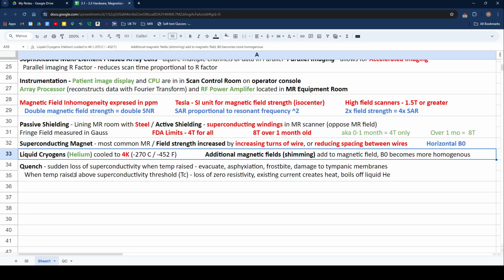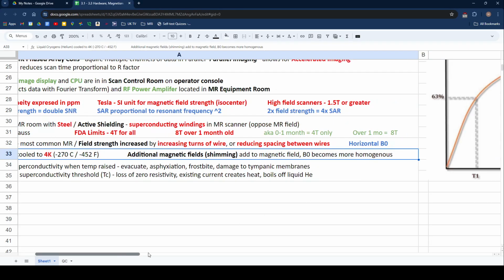A quench is a sudden loss of superconductivity when the temperature is raised. You need to evacuate the room. There's a risk of asphyxiation or frostbite and damage to your tympanic membranes. So when the temperature is raised above the superconductivity threshold, zero resistivity is lost. So the existing current that is there now creates heat and boils off liquid helium.